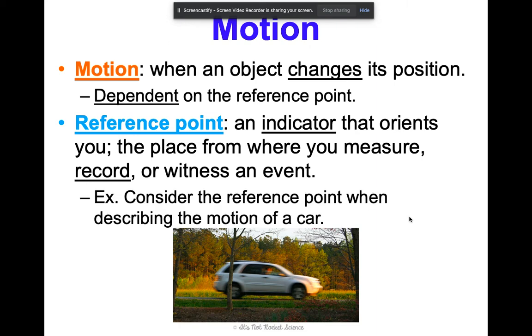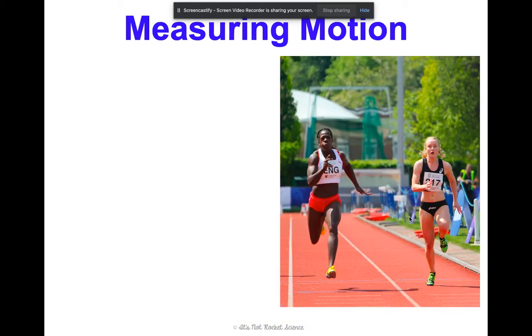So consider the reference point when describing the motion of this car in particular. It looks like it's moving, obviously, but if you were in the car, you could use a different reference point that may not seem like you're moving.